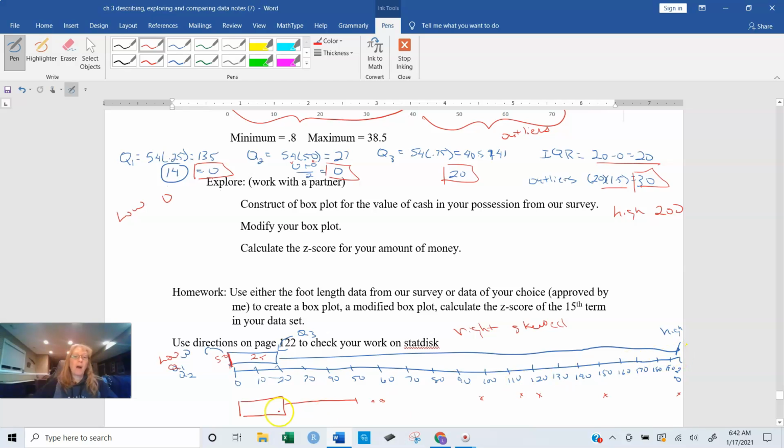Now our modified box plot also starts at 0. It goes to 20, but when I add 30 to 20, we go out to 50, which means all of these here are outliers. So when you look at them, 54, 56.7, 97, 111, 120, 150, and 200 are outliers in our box plot.